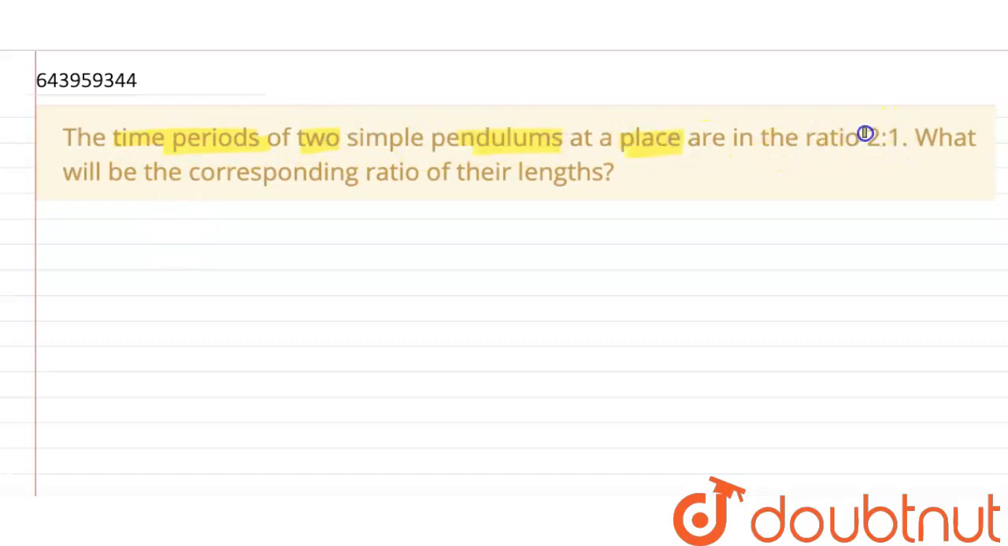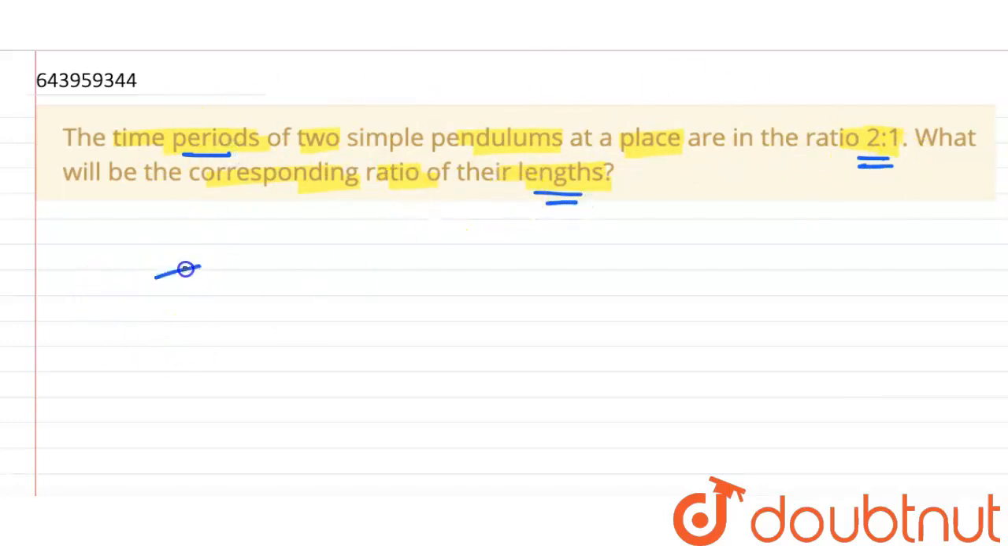Hello everyone, so the question is: the time periods of two simple pendulums at a place are in the ratio 2:1. What will be the corresponding ratio of their lengths? Alright, so it is given the ratio of their time period is given and we need to find the ratio of their lengths.